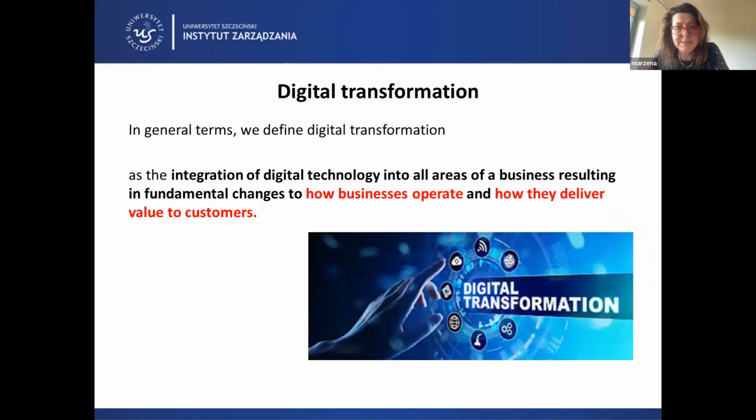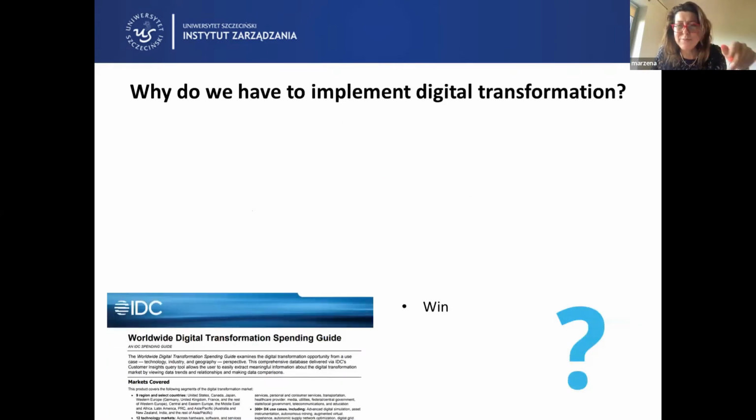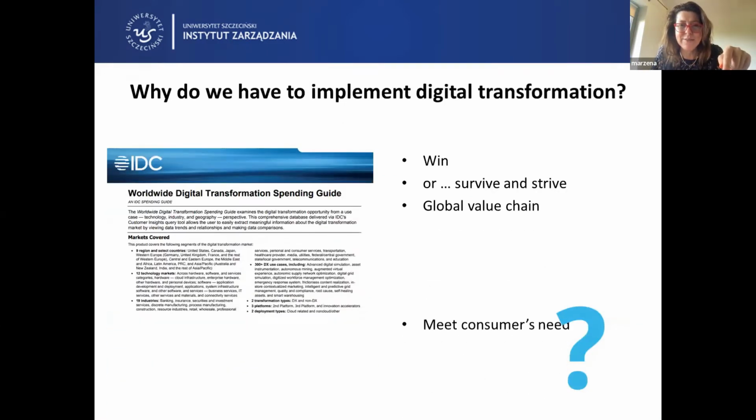And this process of introducing the Industry 4.0 concept, we call digital transformation. Digital transformation is the integration of digital technology into all areas of business, which results in fundamental changes in how businesses operate and how they deliver value to the customers.